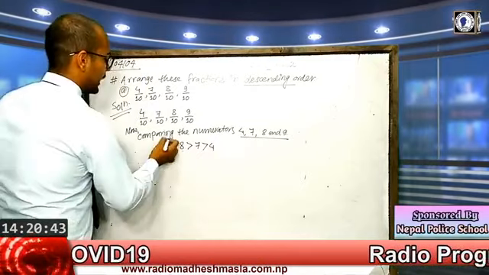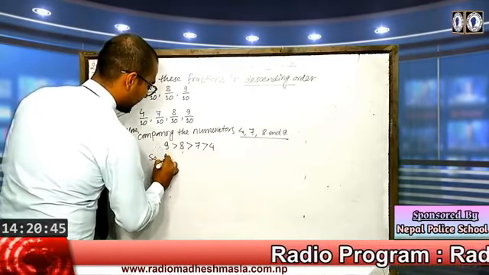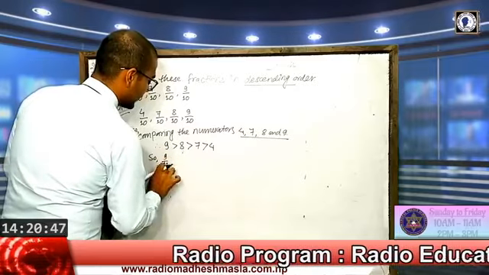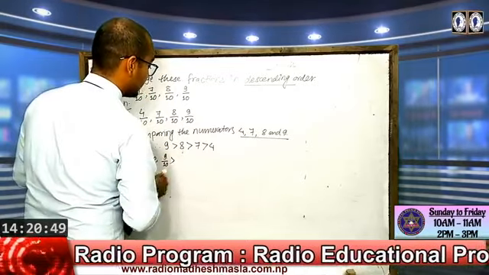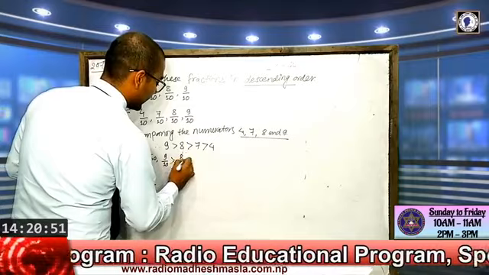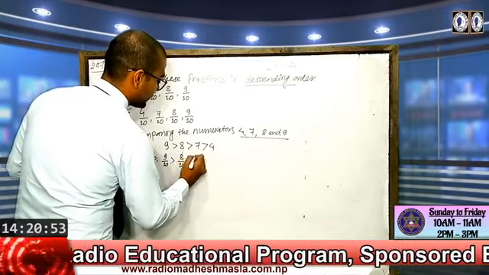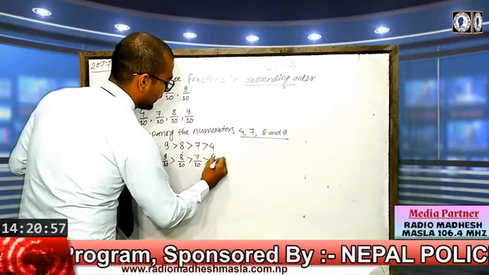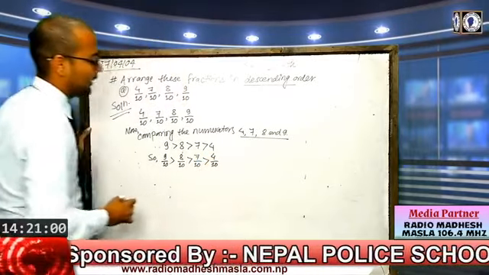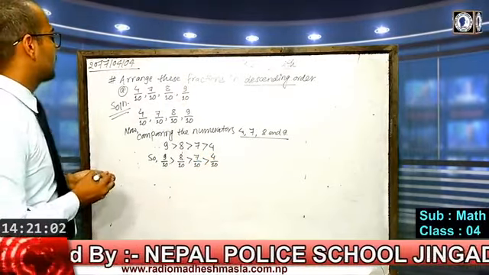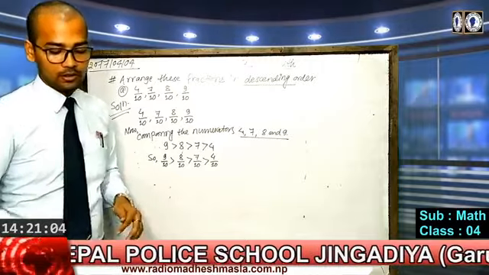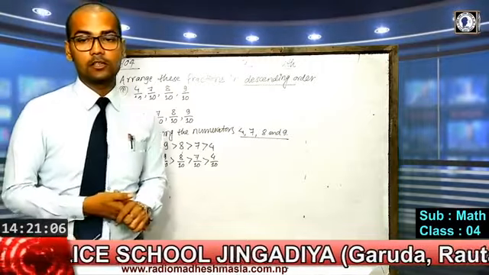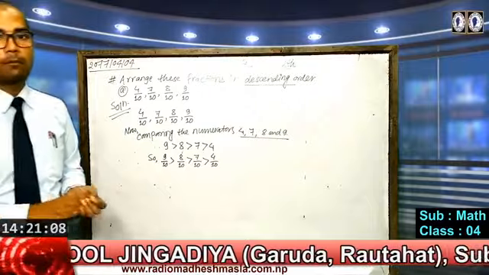So 9 means 9 by 10, and give the sign towards the left side. Then 8 means 8 by 10. Then 7 means 7 by 10. Yes, and then 4 means 4 by 10. So students, we can solve or arrange the different fractions in ascending or descending order by this way.